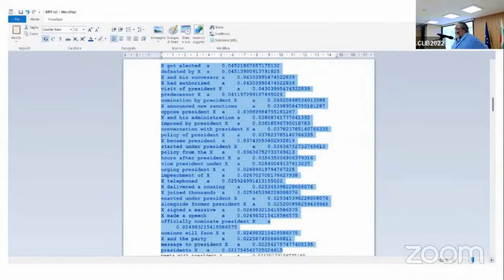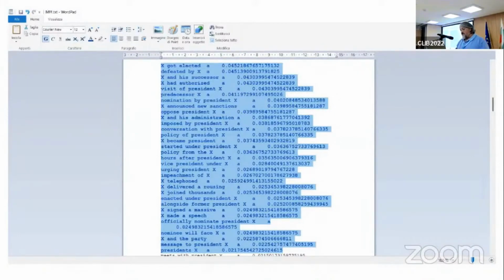So this is the list of the contextual patterns for the president category. You see, the first one is that he got elected, that he was defeated by someone, that he has a successor, his successor had authorized, that he's authorizing certain actions. Again, predecessor, nominated by, that he's nominating, announces sanctions. Most of the features have the word president in front. There are some more generic ones, like by telephone to deliver it.